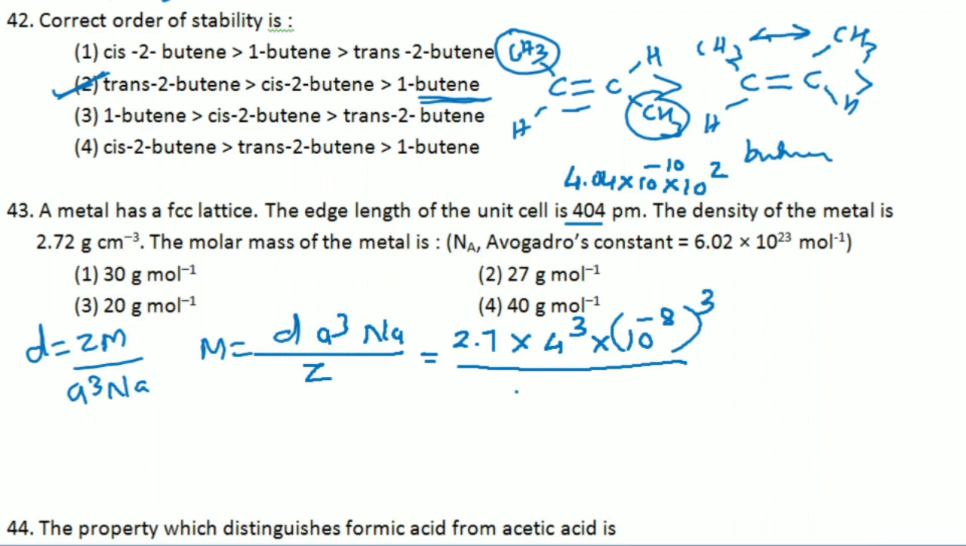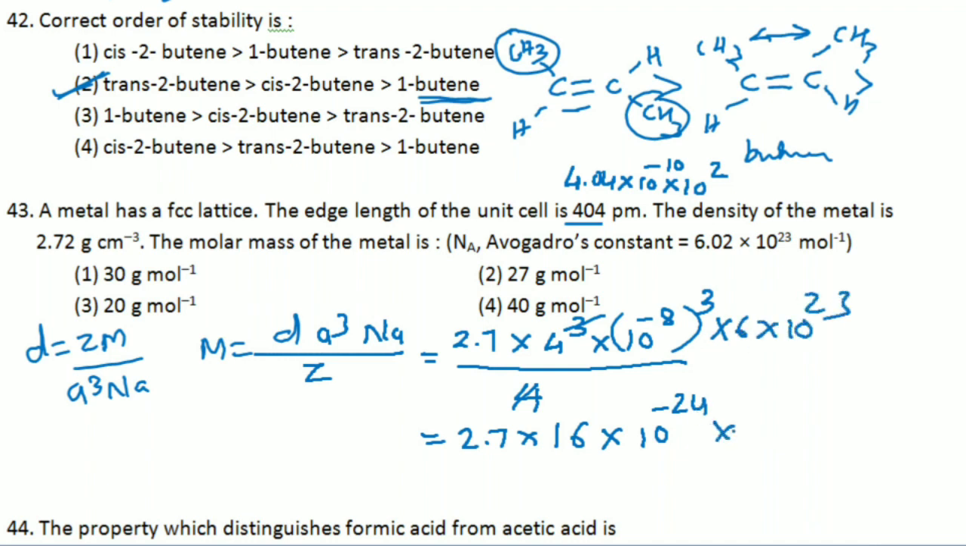divided by Z, which is equal to 4 for an FCC lattice. So the 4 and 4 get cancelled. Remaining is 2.7 into 16, 4 square I will take, 16. 4 square is 16, into 10 to the power minus 8 cube, which is 10 to the power minus 24. But one thing we have left here, Na, 6 into 10 to the power 23. So into 10 to the power 23 into 6. We know that 16 times 6 is 96, correct? 96, I will take it as 100.